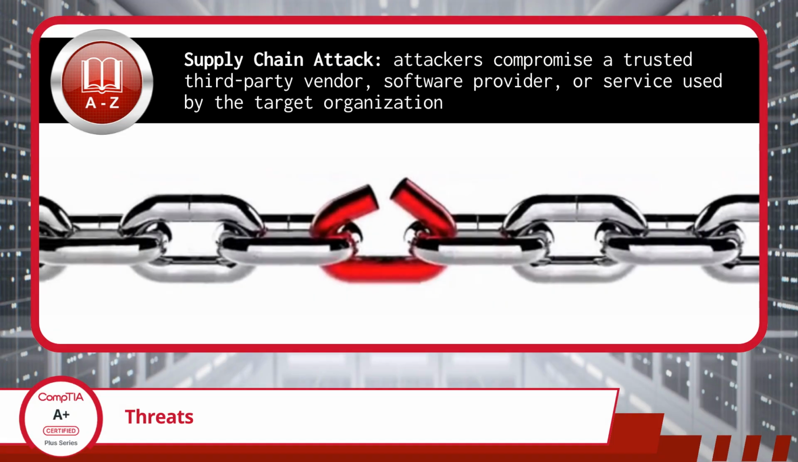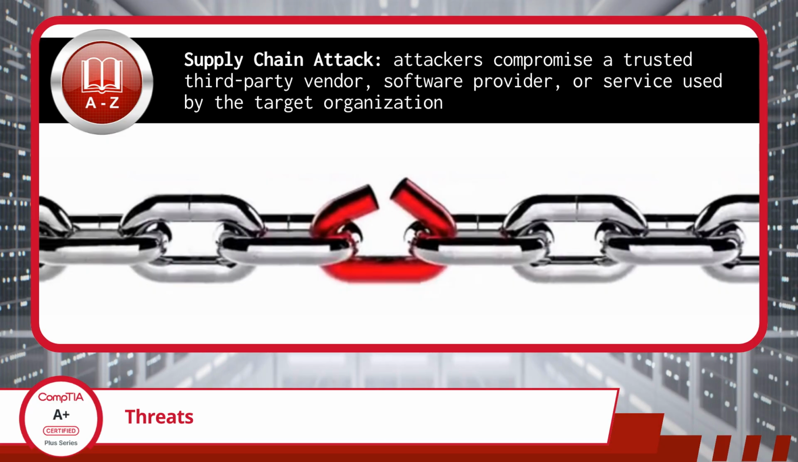Another increasingly dangerous threat is the supply chain attack, sometimes referred to as a pipeline attack. In a supply chain attack, attackers compromise a trusted third-party vendor, software provider, or service used by the target organization. Rather than attacking the organization directly, the attacker exploits the trust relationship between the organization and its suppliers. In many cases, attackers look for the weakest link in the chain, targeting a smaller or less secure vendor as an easier entry point into a much larger organization.